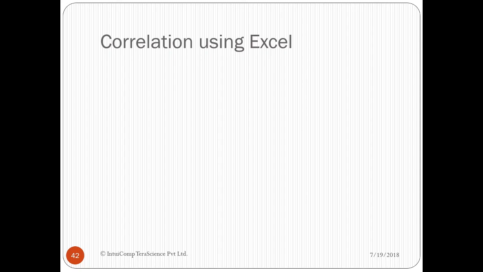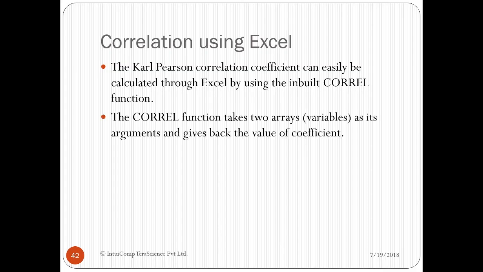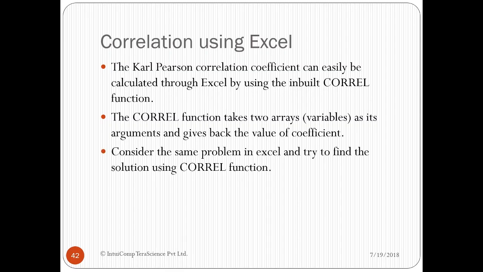Now, you will find it much easier when we use correlation in Excel. The Karl-Pearson correlation coefficient can easily be calculated using Excel when we employ the inbuilt CORREL function. The CORREL function takes two arrays, that is the variables, as its arguments and gives back the value of the coefficient. Consider the same problem in Excel and try to find the solution using the CORREL function.